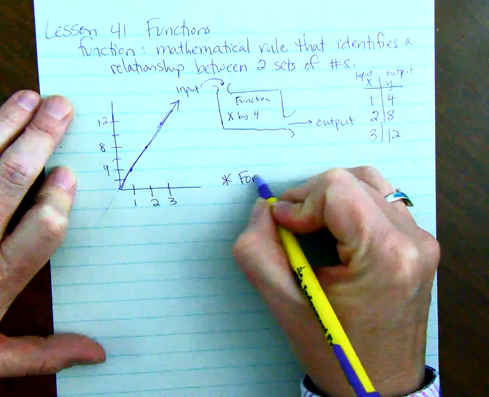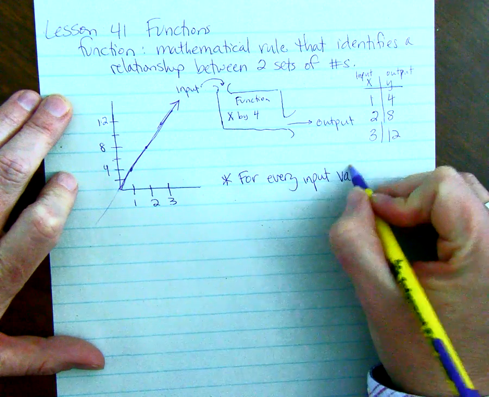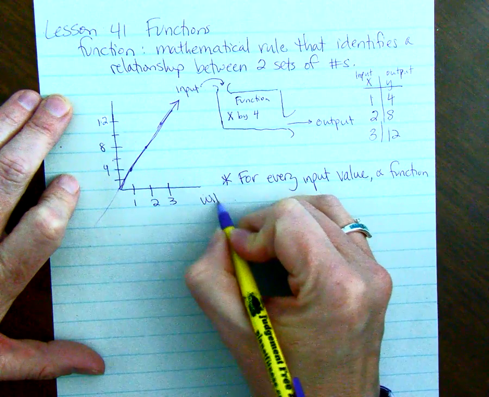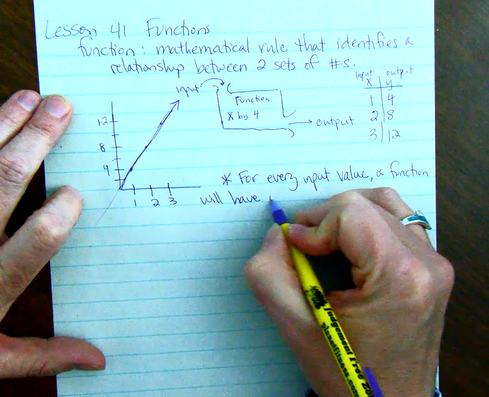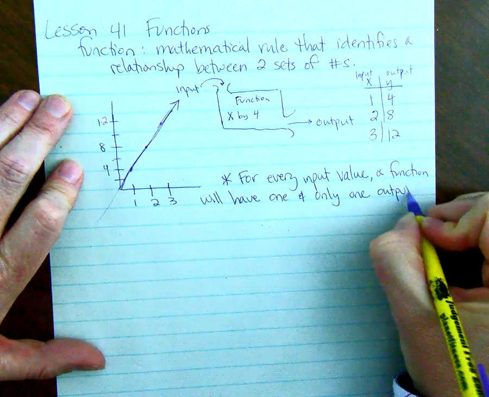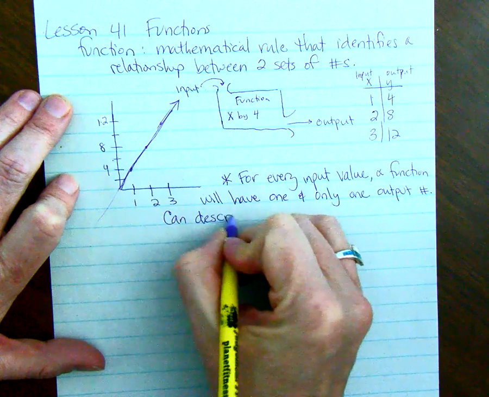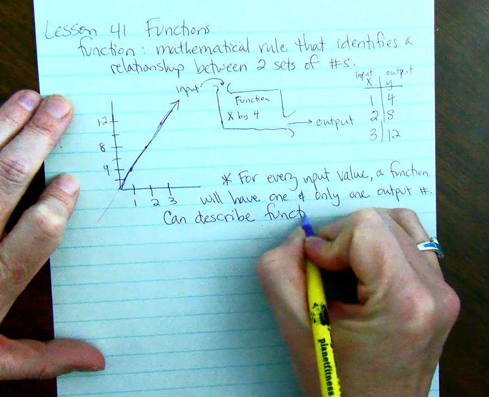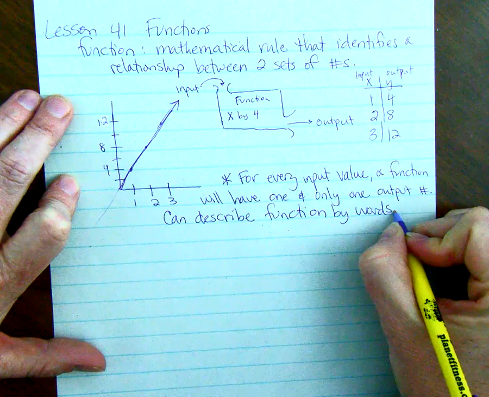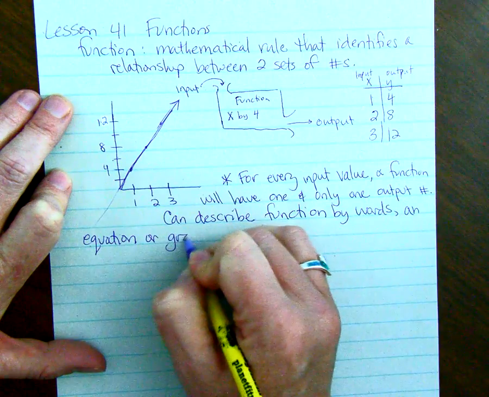So for every input value, and this is for functions, for every input number, a function will have one and only one output number. We can describe functions by words, by an equation, or even by a graph.